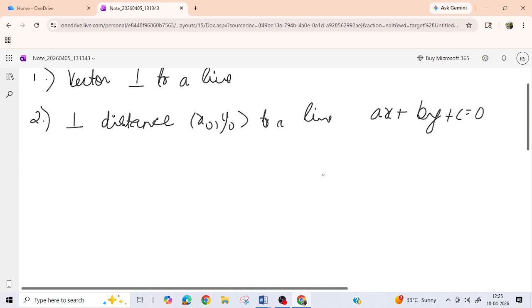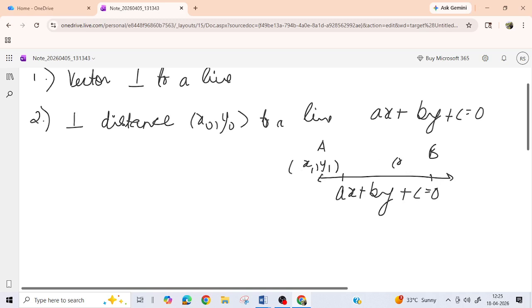Okay, so let's assume this is a line, the line which is ax plus by plus c equal to 0, and I will need to find the vector which is perpendicular to this. So what is that vector? So let's assume there are 2 points. Let's call them a and b. This point is x1 y1, and the second point is x2 y2. All right, now what is the vector form of ab? If you write it, it would be nothing but b minus a, or a minus b.